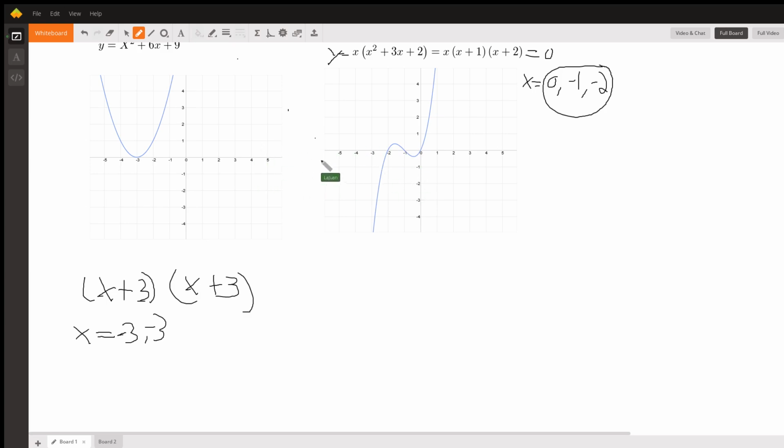Compared to if we had two of the same numbers that were our roots, it would bounce off the axis instead of passing through the values.